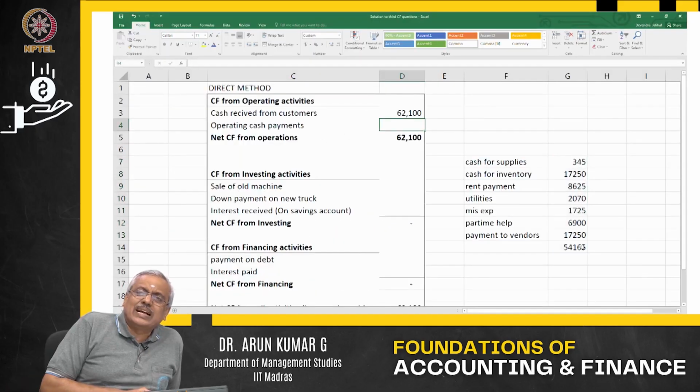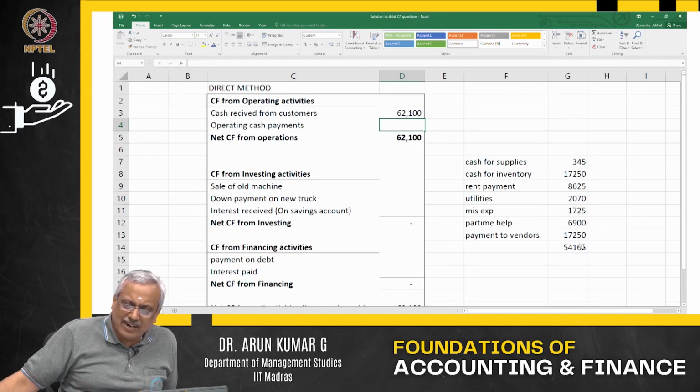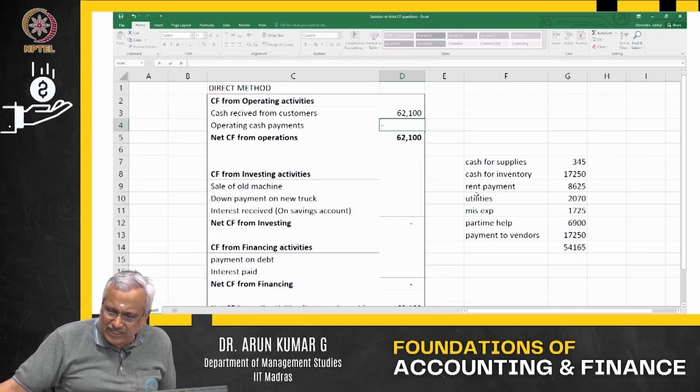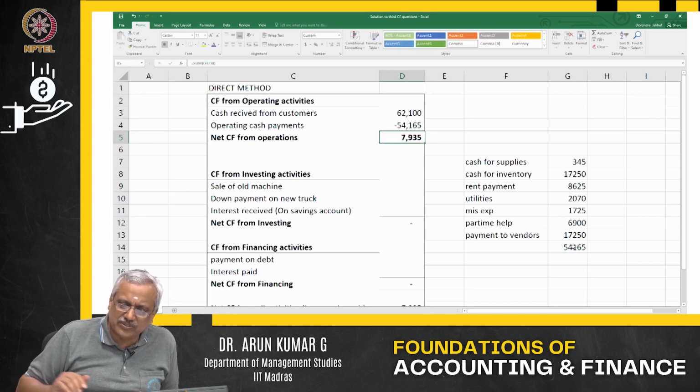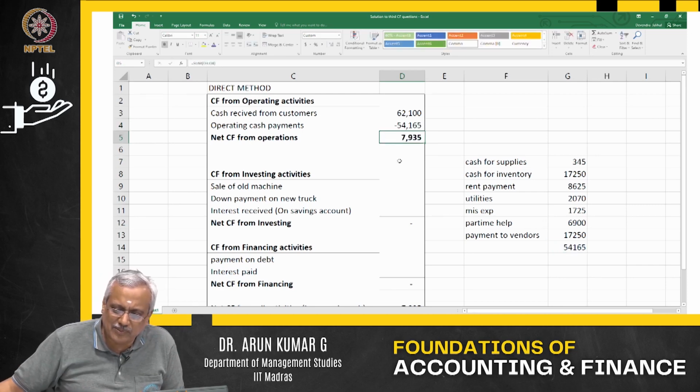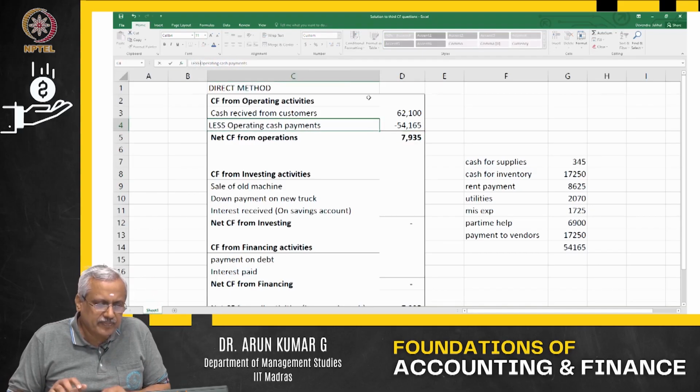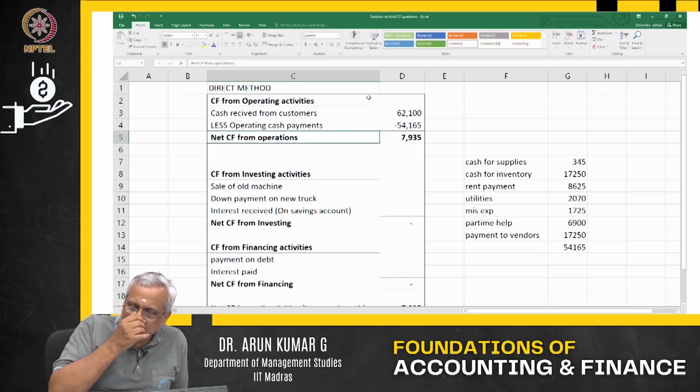So what is my operating cash flow? I have got cash received, and from that I have to reduce the operating cash payments. My operating cash flow is 57935. So let me say less payments, operating cash payments.